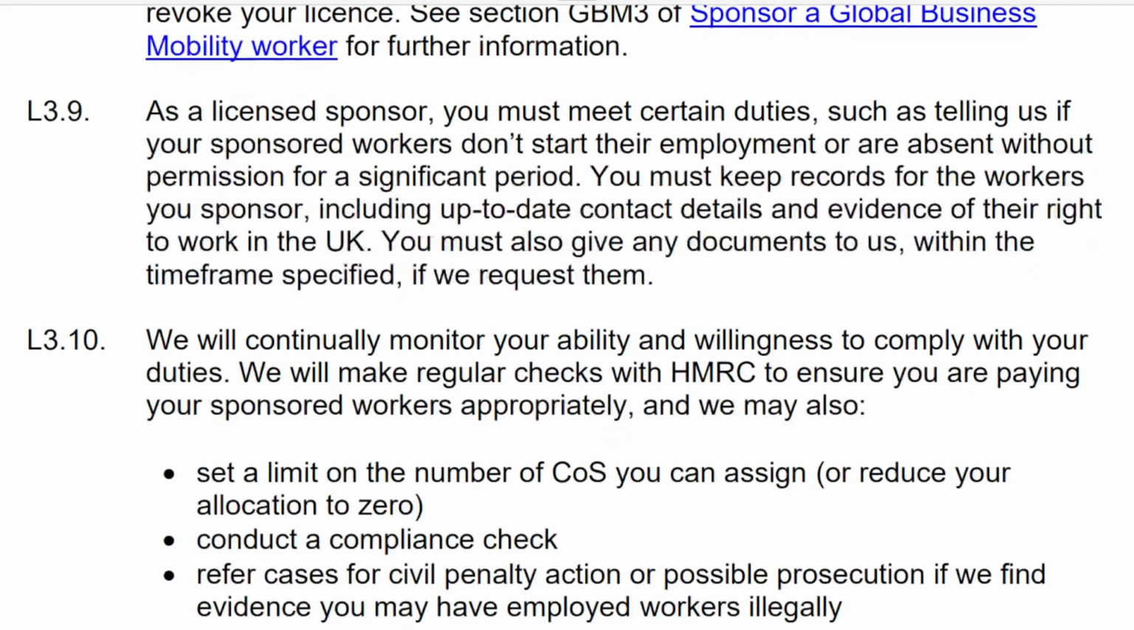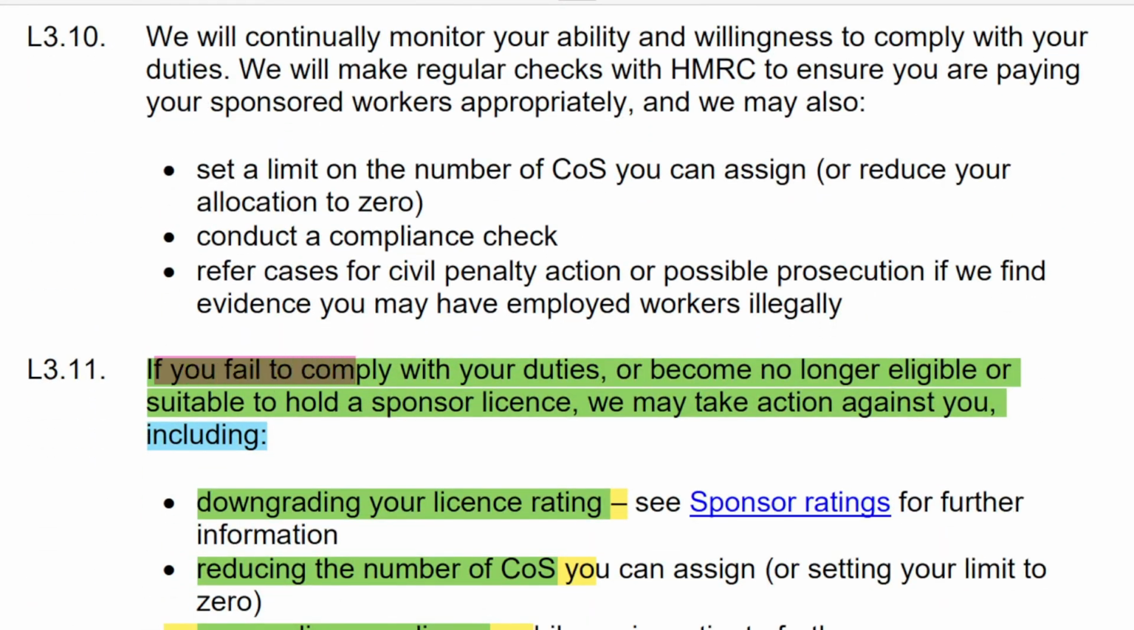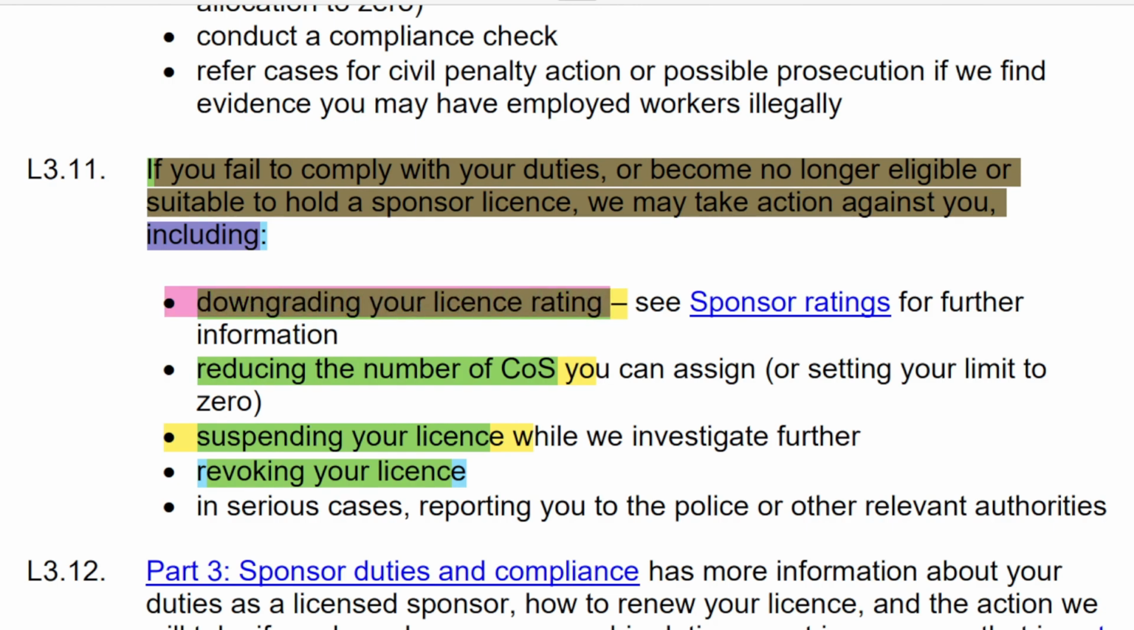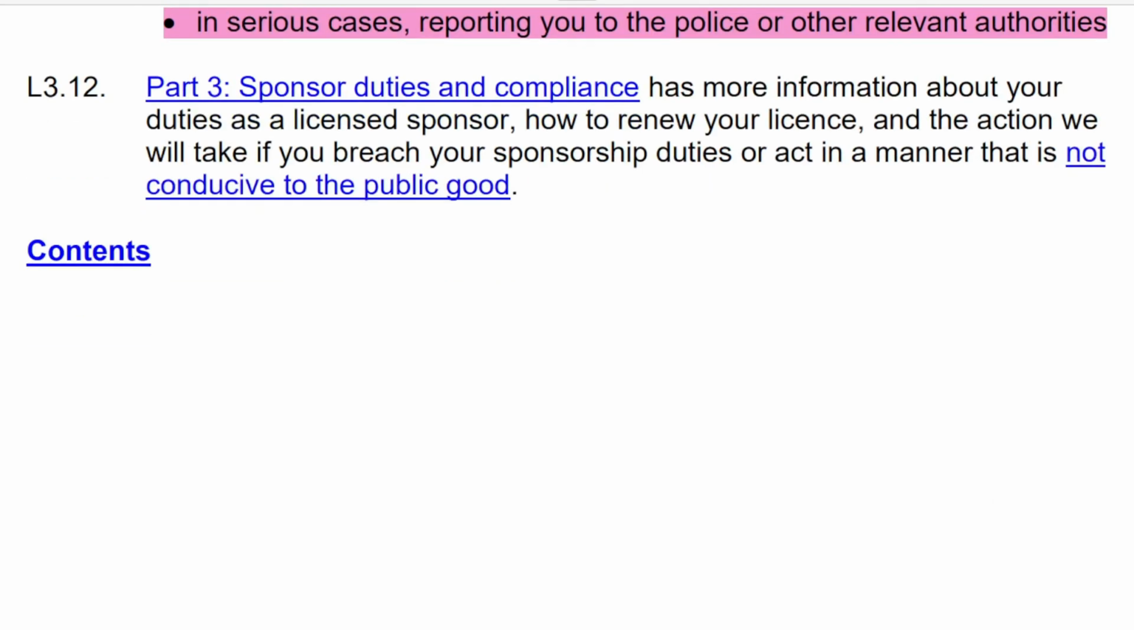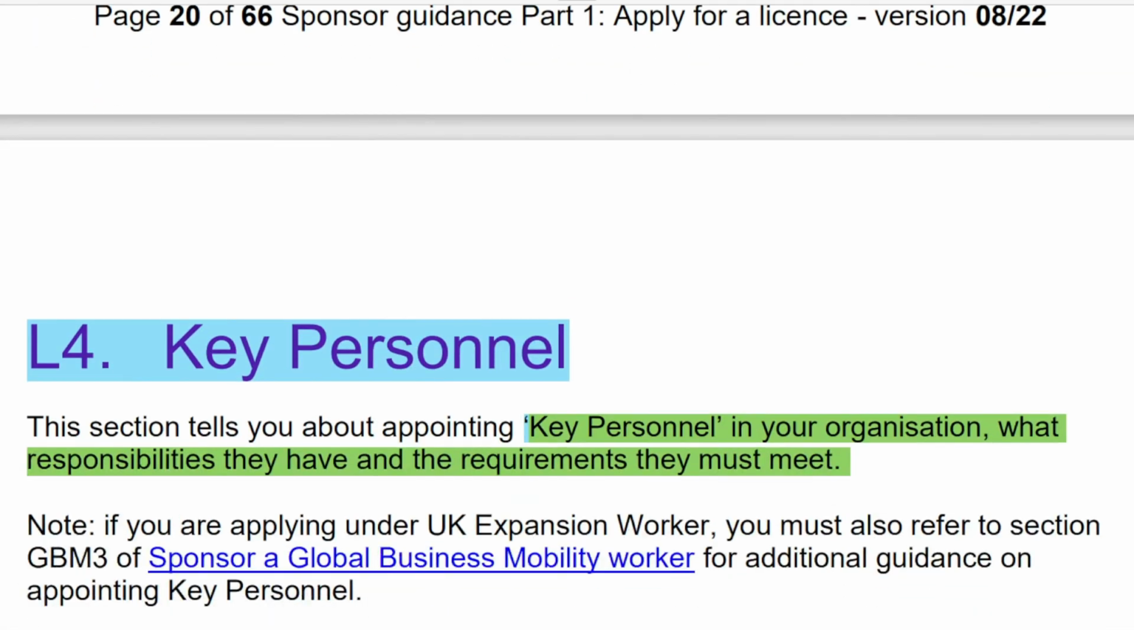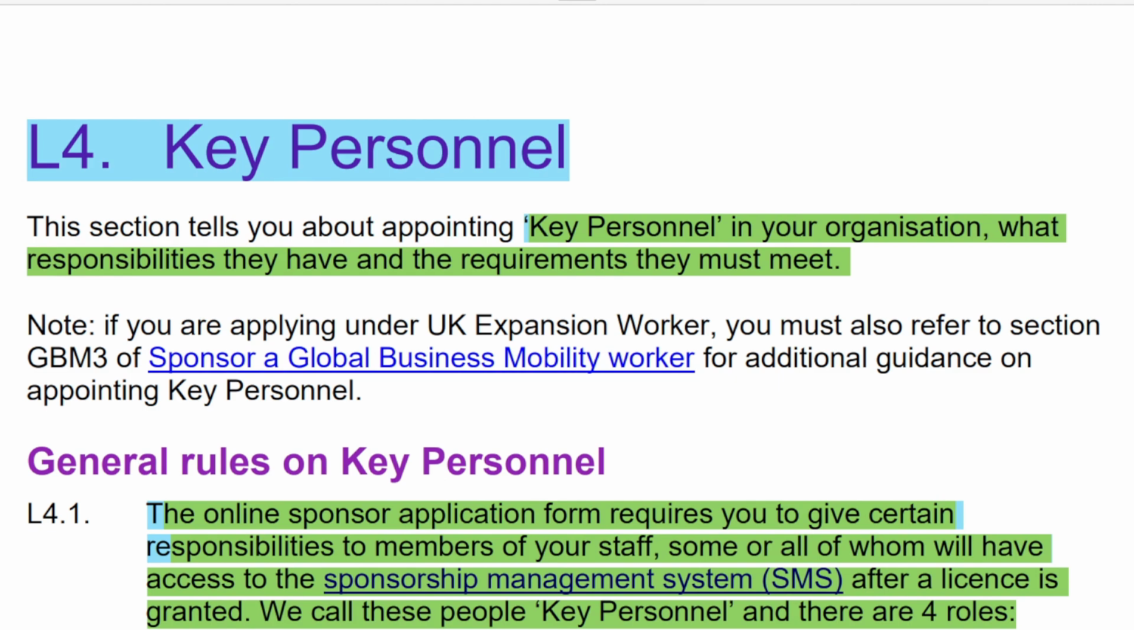Okay, now we will discuss further. If you fail to comply with your duties or become no longer eligible or suitable to hold the sponsor license, we may take action against you. The Home Office can downgrade your license, reduce the number of certificates of sponsorship you can issue, suspend your license, revoke your license, and in serious cases, they can report it to the police and relevant authorities as well. So you need to make sure that when you get the license, you do it right and you manage it right.